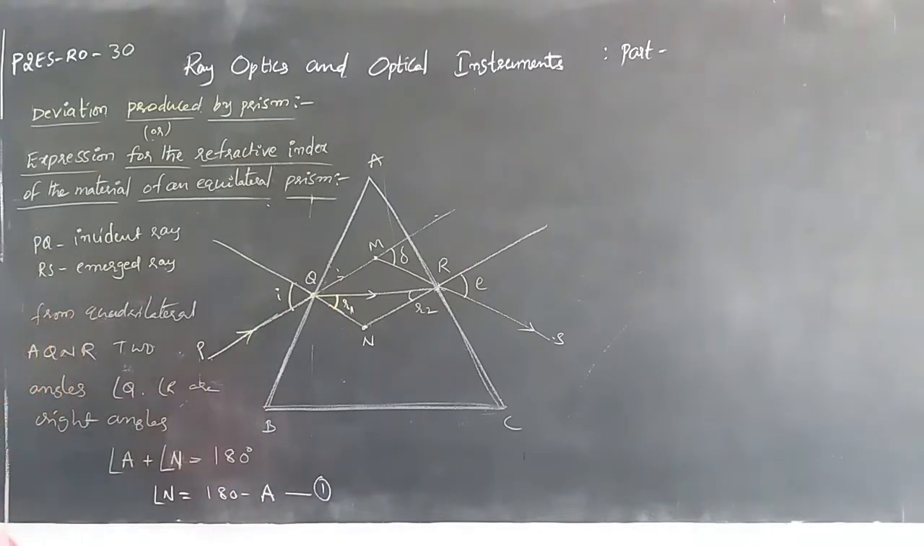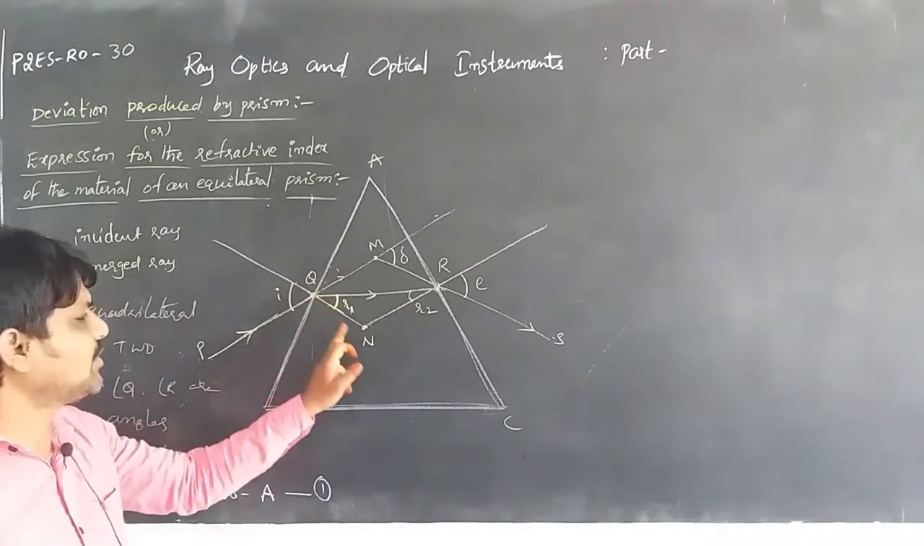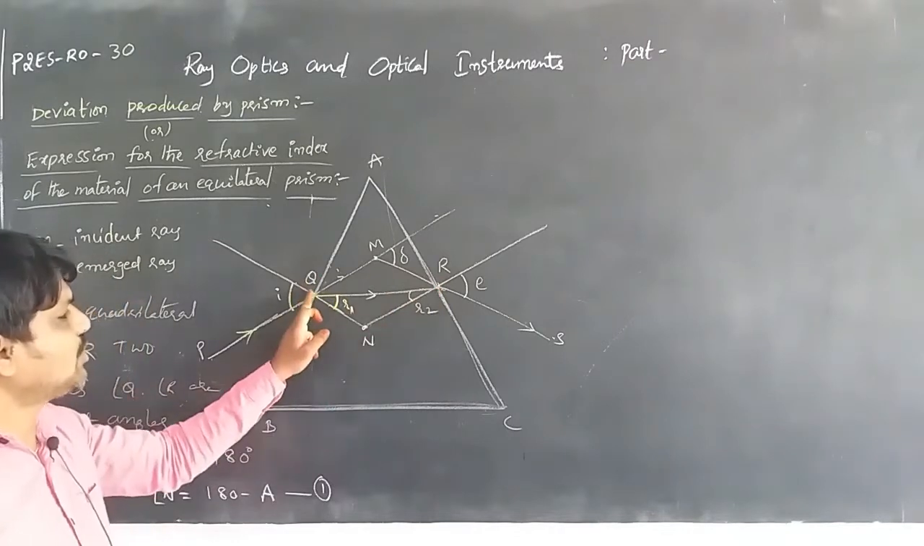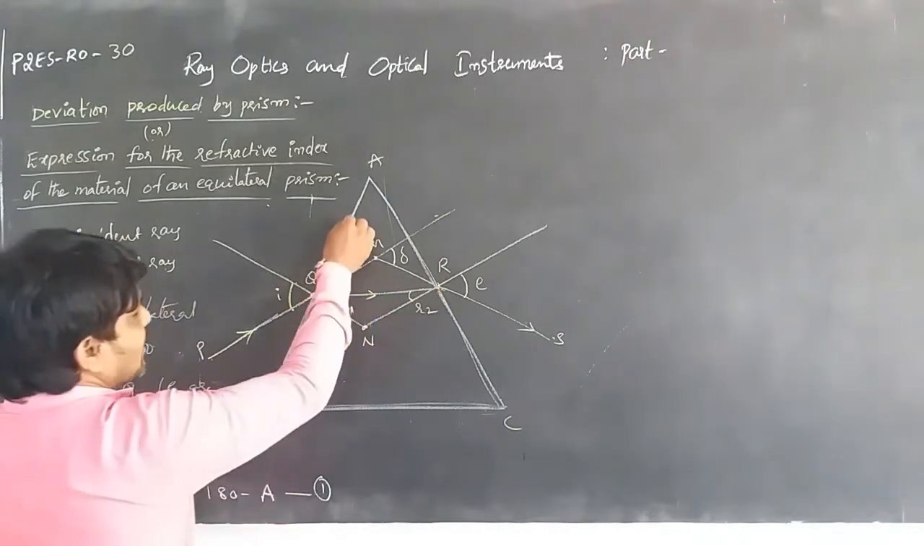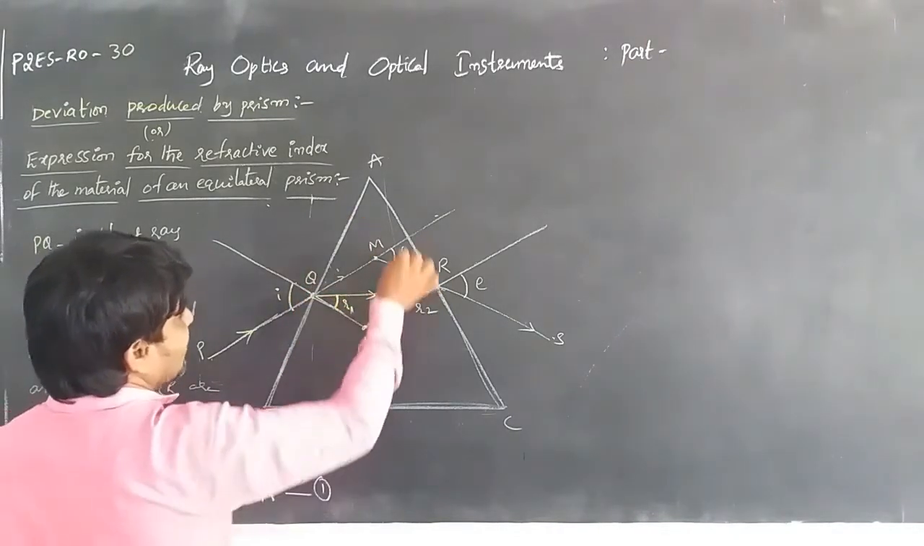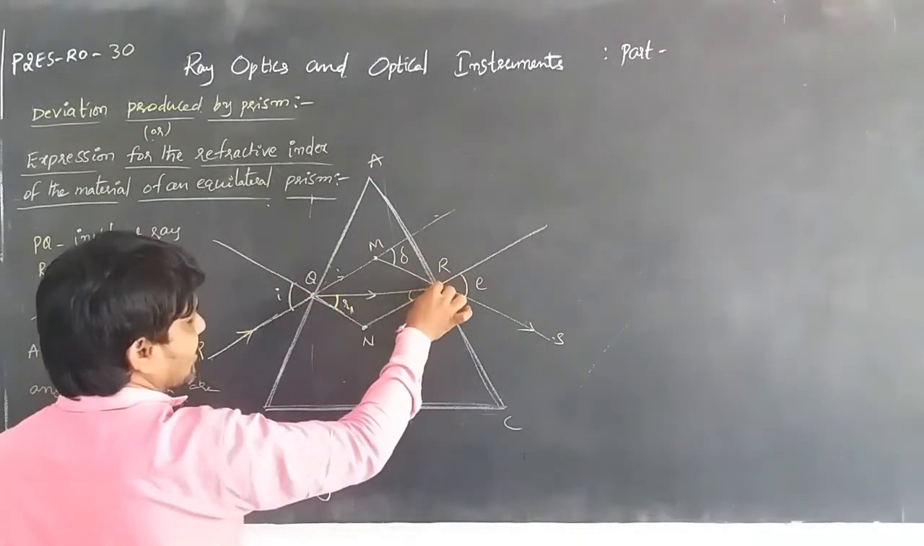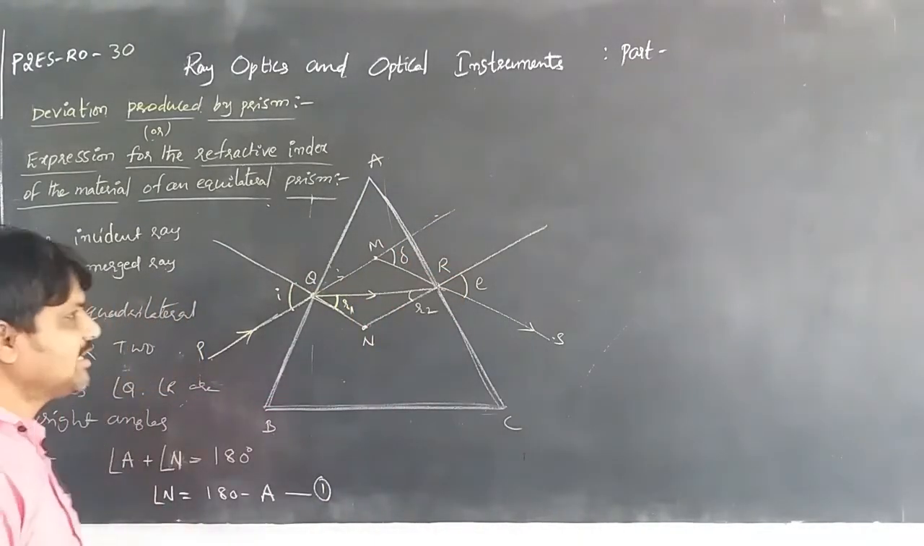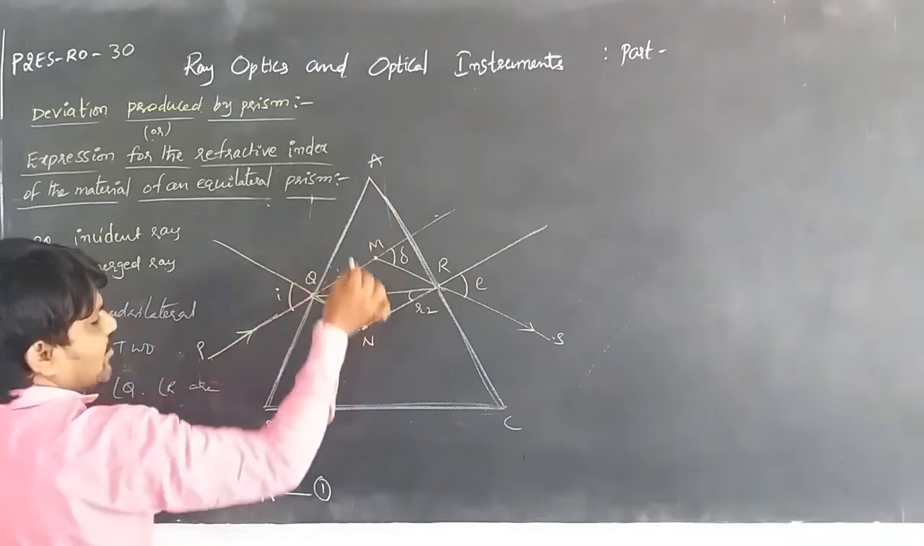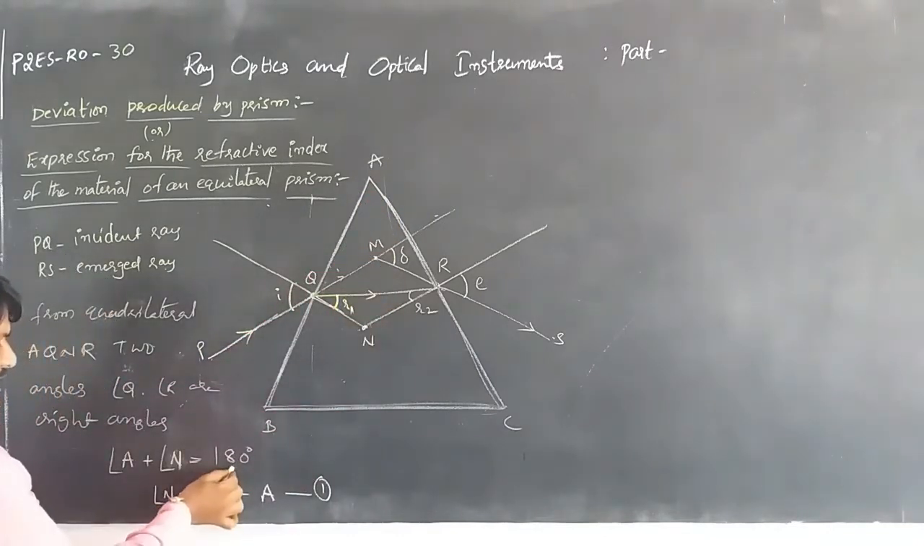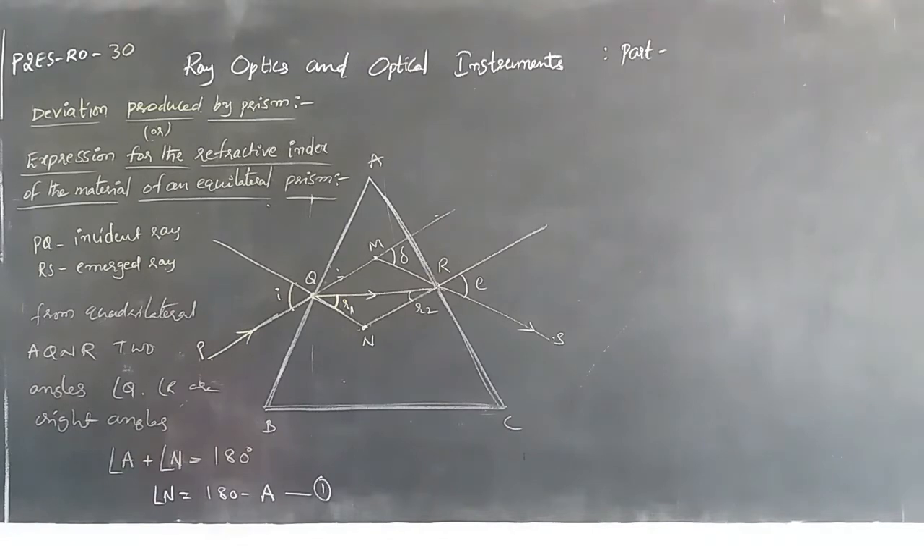Once again, in the quadrilateral AQNR, Q and R are right angles. So angle A plus angle N is equal to 180 degrees, and from that, angle N is equal to 180 minus A. That is equation number 1.